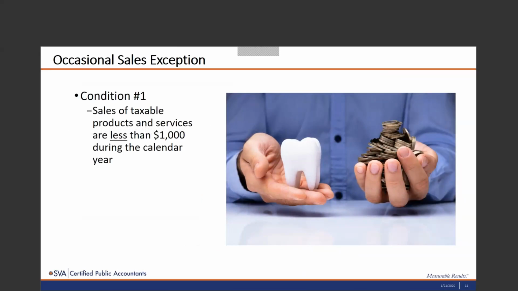You have to be a little bit careful as you're going through the year. If you pop over that $1,000 limit and you're at $1,001, the state of Wisconsin says you obviously don't meet this condition, then you don't qualify for the occasional sales exception, and all of your sales for the year are subject to sales tax, all the way back to $1 for the year. So you have to be pretty careful with this, and pretty certain that you're going to be under that $1,000 limit to avoid problems.